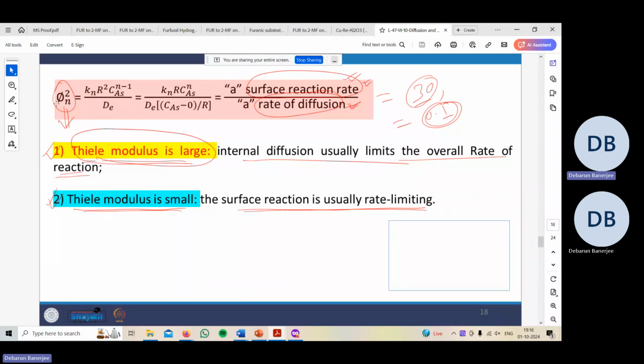You get this Thiele modulus equation. Thiele modulus phi_n square equals k_n R square C_As to the power n minus 1 by D_e, which equals k_n R C_As to the power n by D_e (C_As minus 0) by R. So it equals the surface reaction rate by the rate of diffusion. If the Thiele modulus is large, internal diffusion usually limits the overall rate of reaction. If the Thiele modulus is small, the surface reaction is usually rate limiting.